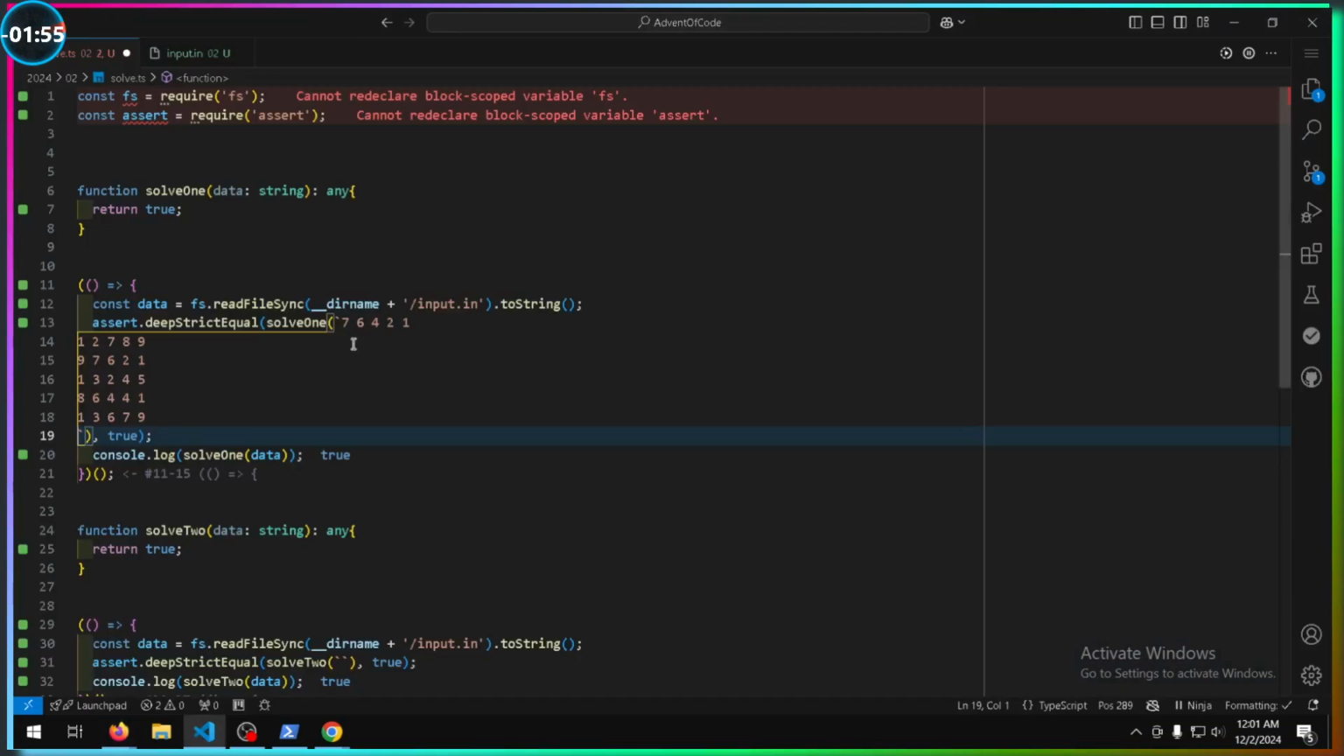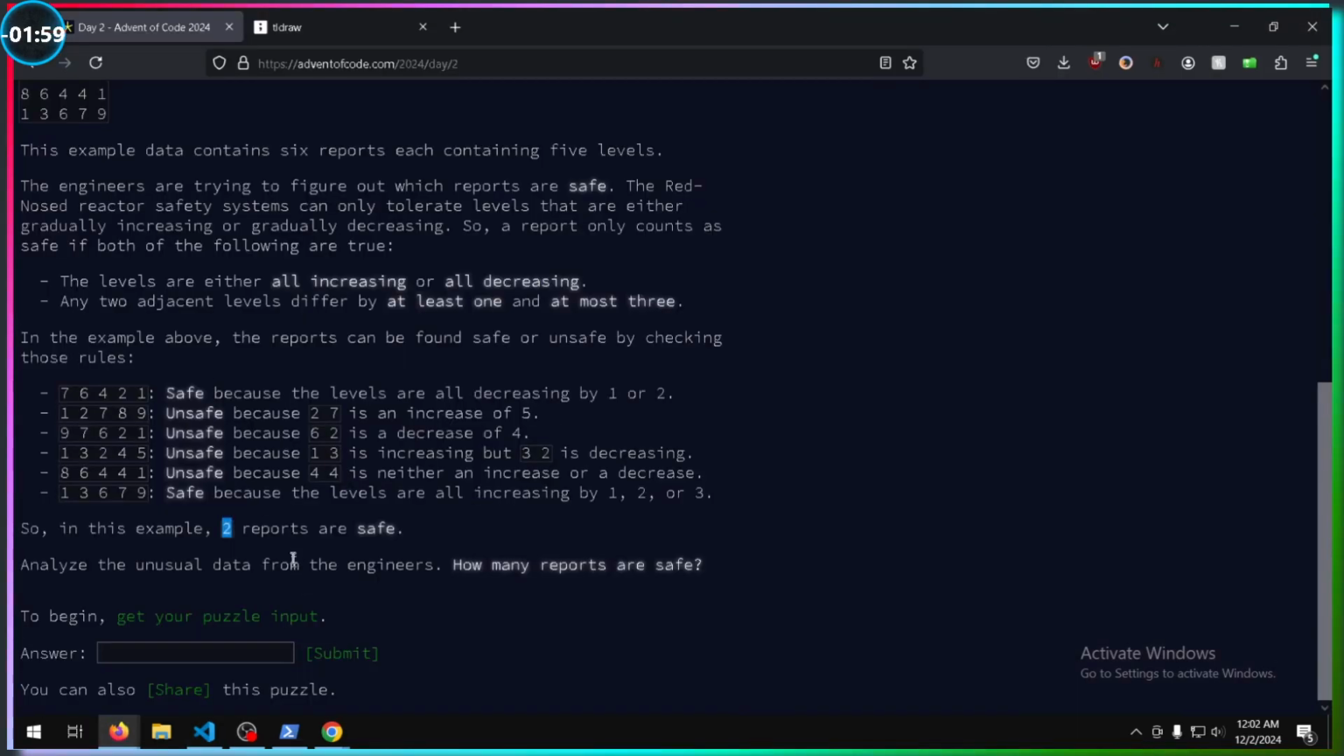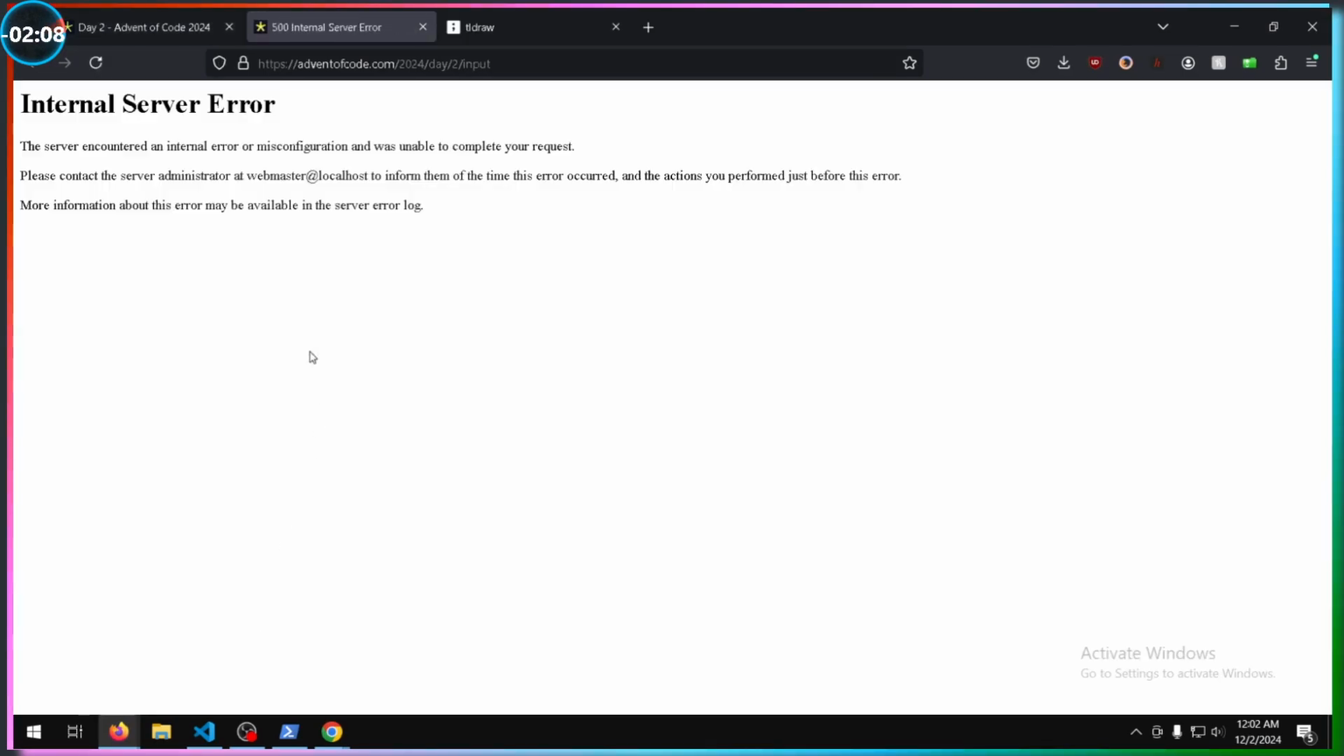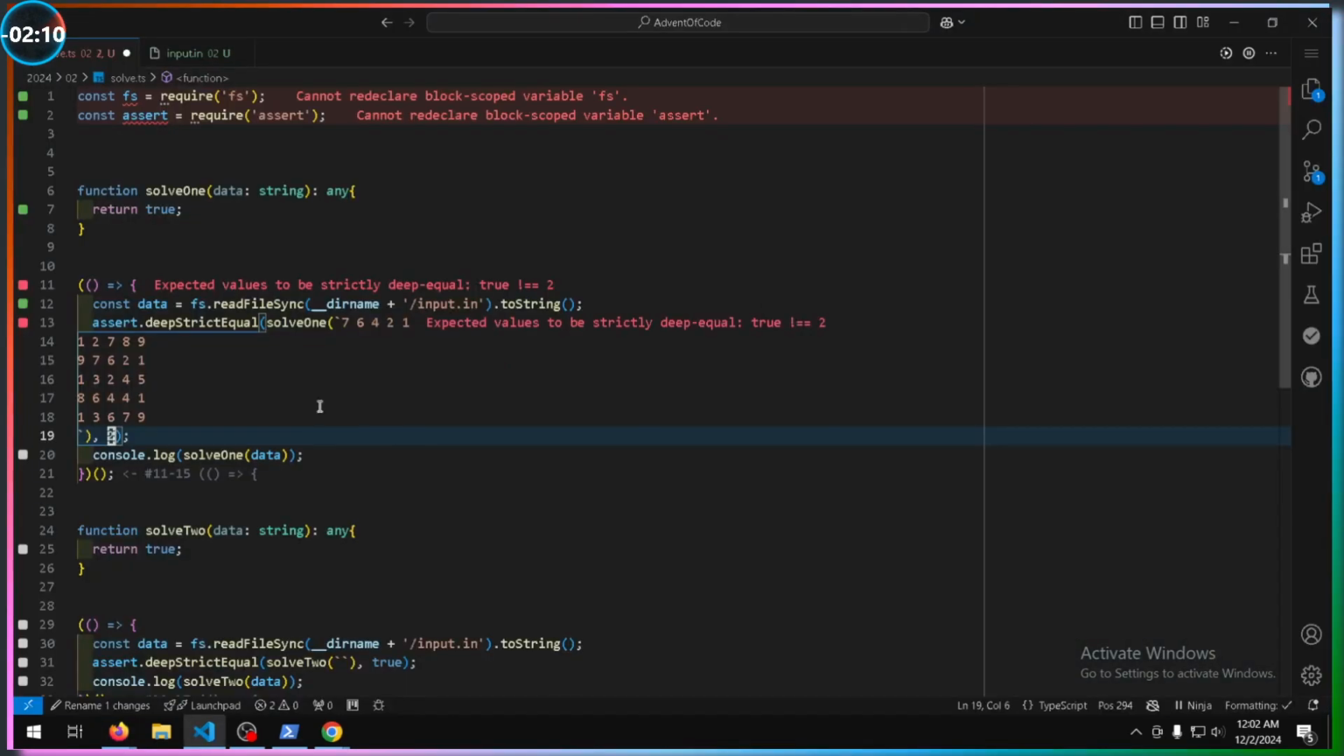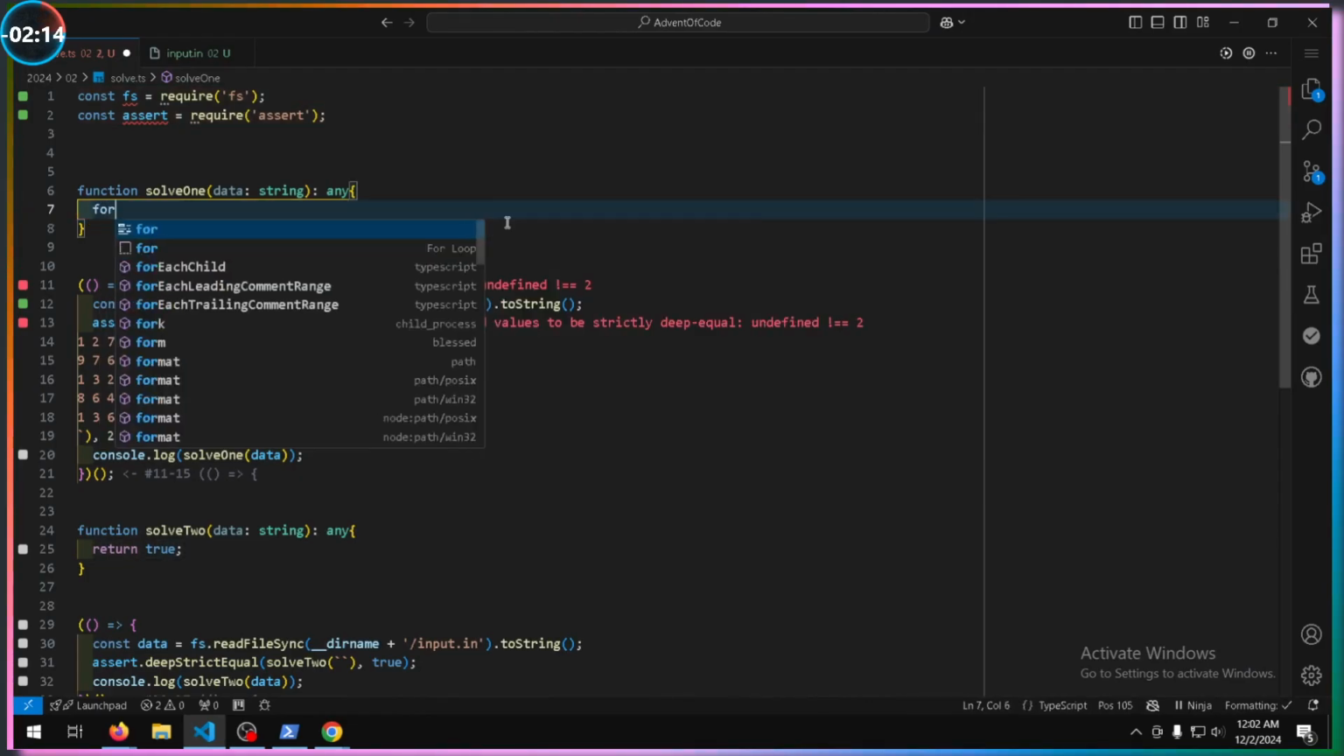Two reports are safe. Okay, these look like rows. So two reports are safe. What determines a safe row? Levels are all decreasing by one or two. Okay, so let's go through each of them and check the differences. Got it, got it, got it. Please have that working by the time I'm done. Let's do this.